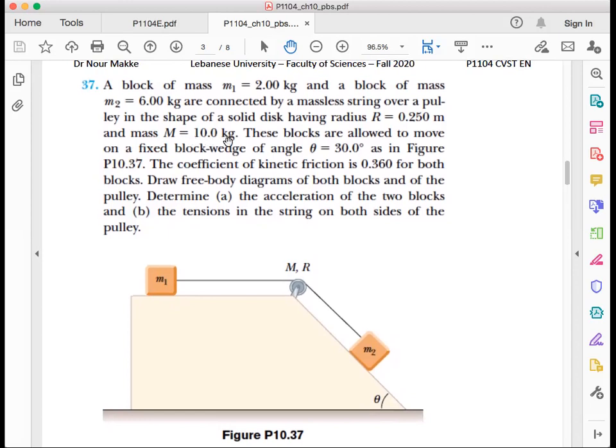It's equal to 10 kilograms. So we cannot neglect any longer the rotational motion of the pulley, and in this problem, we are going to consider it in our discussion. So let's start with this problem, but let me move to the whiteboard.